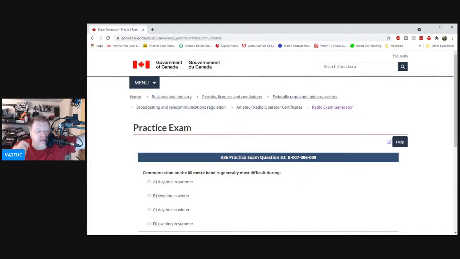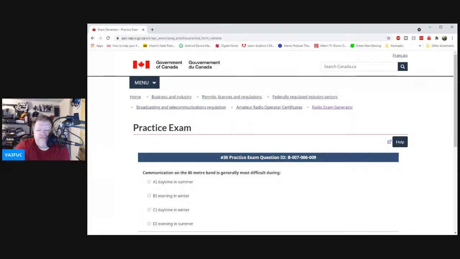Communication on an 80-meter band is generally most difficult during daytime in summer, evening in winter, daytime in winter, or evening in summer. Maybe, Vince, you may be right. Okay, 80 meters is usually available during nighttime. It is what we call the CBers of radio. Evening during the winter, I would think is the easiest because we get the most night sky. So, not a lot of problems for 80 meters to be where the F bands are considered, where these F1 and F2 are in the atmosphere.